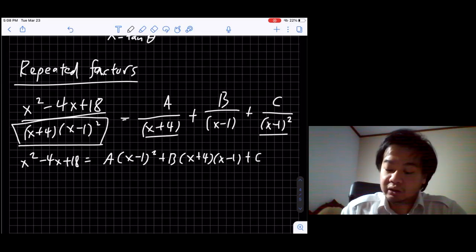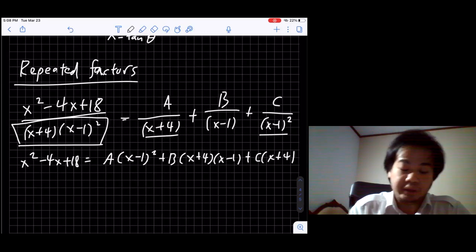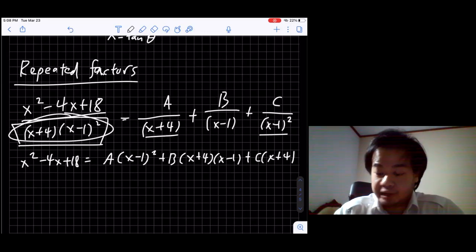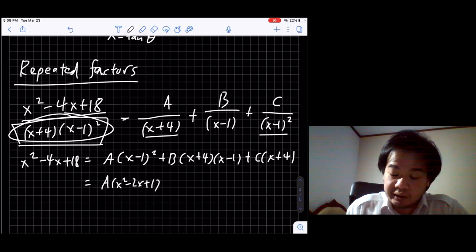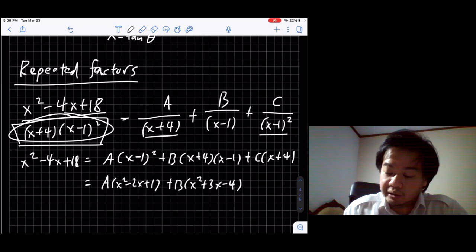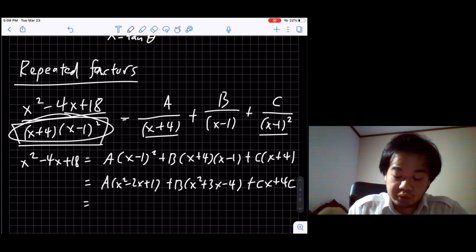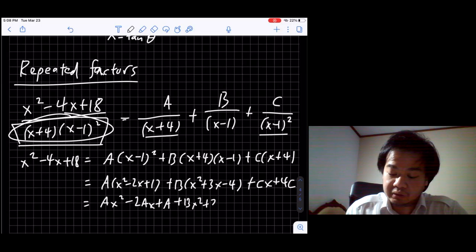And the c is needing only x plus 4 to make the denominator this one. Be careful. So it's equal to a(x squared minus 2x plus 1), and then b(x squared plus 3x minus 4), and then c(x plus 4). If I do the distribution, ax squared minus 2ax plus a plus bx squared plus 3bx minus 4b plus cx plus 4c.